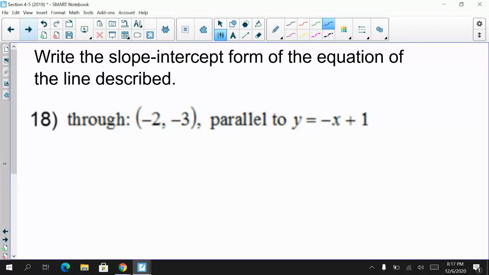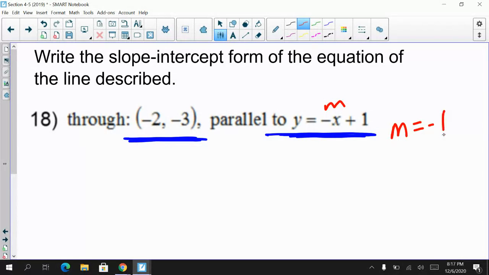So now I want to write the line in slope-intercept form that goes through this point and is parallel to this line. Now I don't have a graph, so now we have to think this through. I have a point and I have a slope, right? This is my slope right here. So my slope is -1 because parallel lines have the same slope. I also have a point, x and y. So what am I missing here? Well, I need b. I don't know what b is.